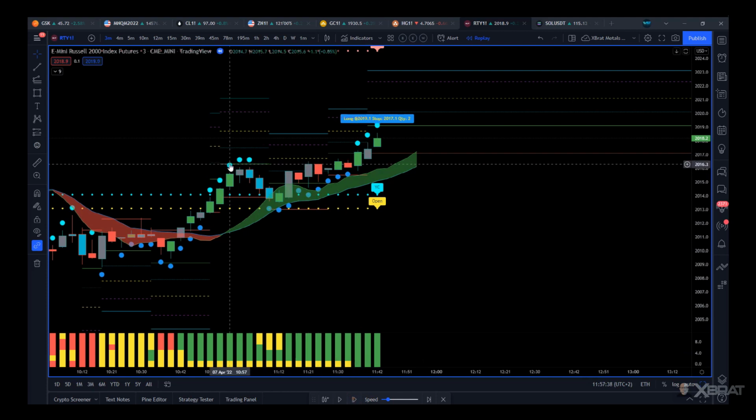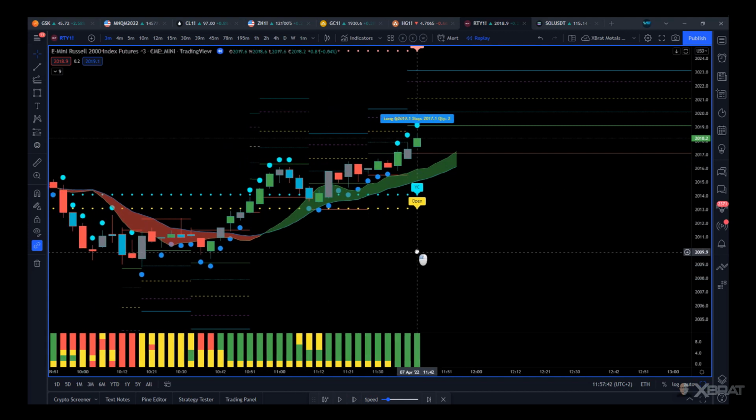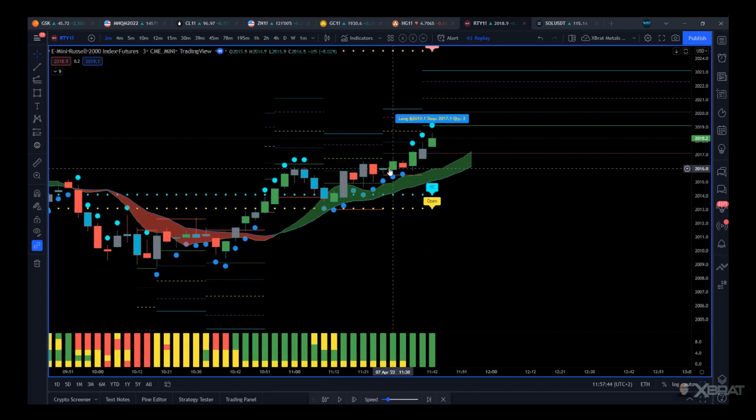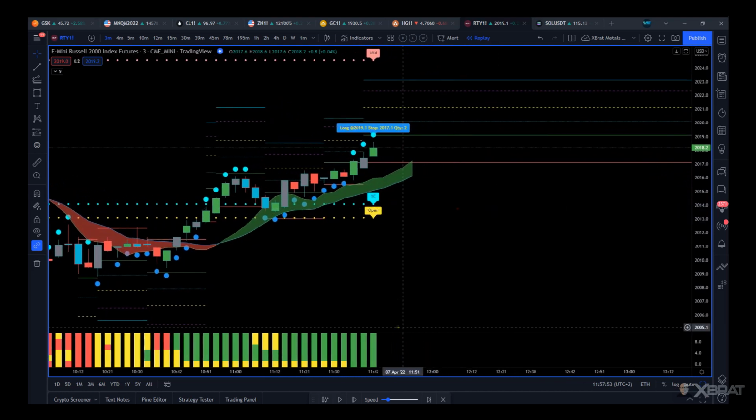So this is where we are. We're almost at target 3 for that first original trade. We got another signal here. We could have taken this trade. Got another signal here. We could have taken that trade. We're already at targets there for those. Really, really excellent. So let's switch that off.